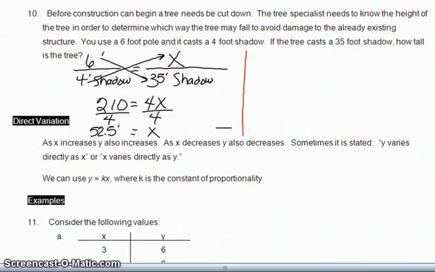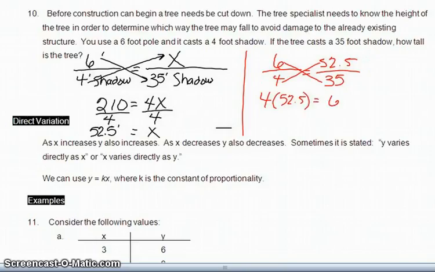And here I have 6 is to 4 as 52.5 is to 35. Cross multiplying to check, 4 times 52.5 should equal 6 times 35. And 6 times 35 is 210, and so is 52.5 times 4. So the actual height of my tree is 52.5 feet.